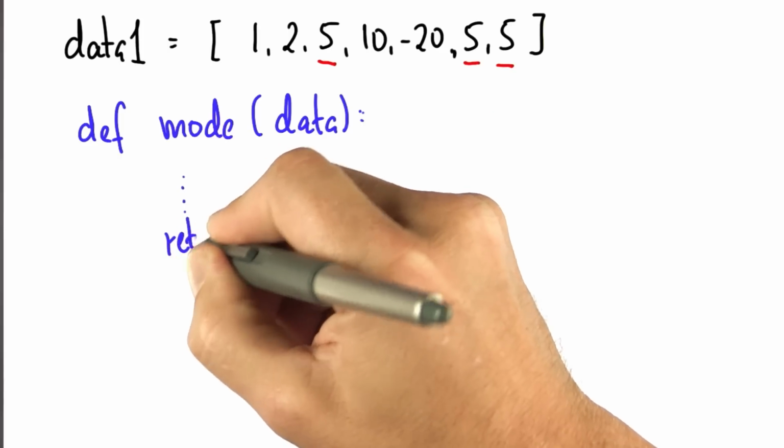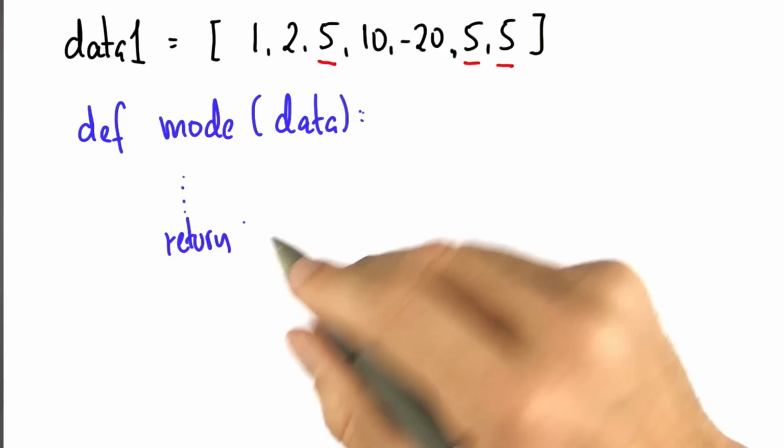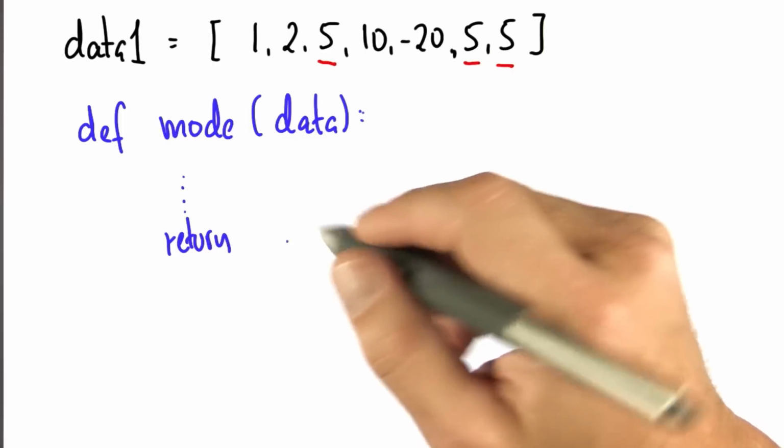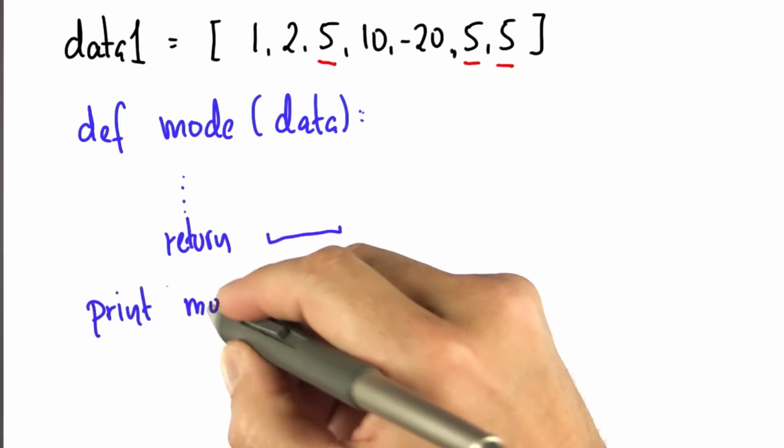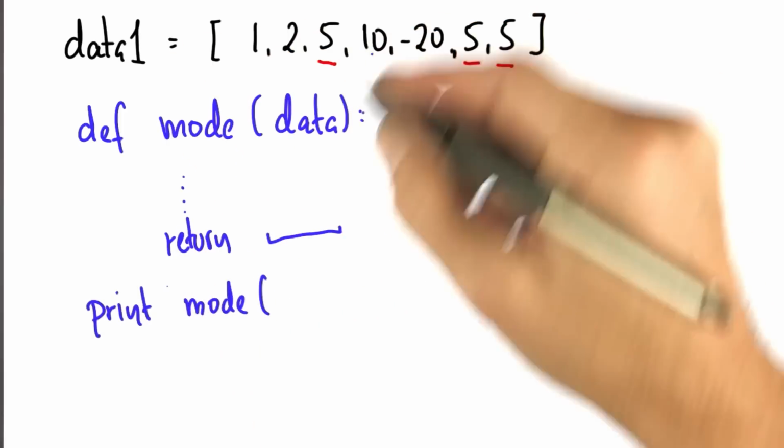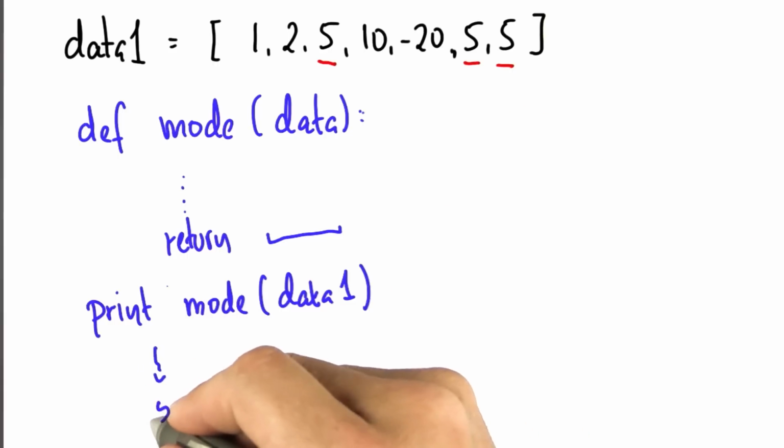So this is entirely non-trivial to program. And it's a real challenge. This is what makes this class fun. But when you hit print mode of this dataset, then I want it to return 5.